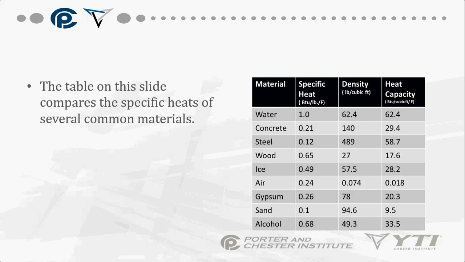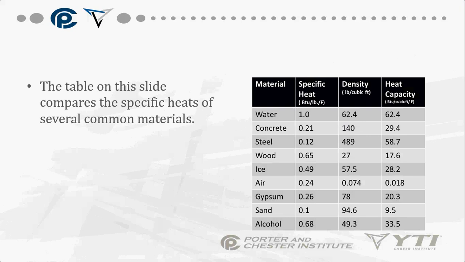But now look at those other types of material. Look at air. Air only has 0.24 BTUs per pound per degree. Why is air so low? Because of its lack of density. I mean, look at the density of it.